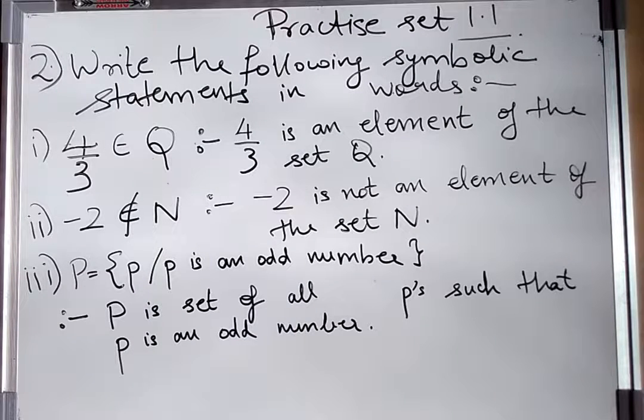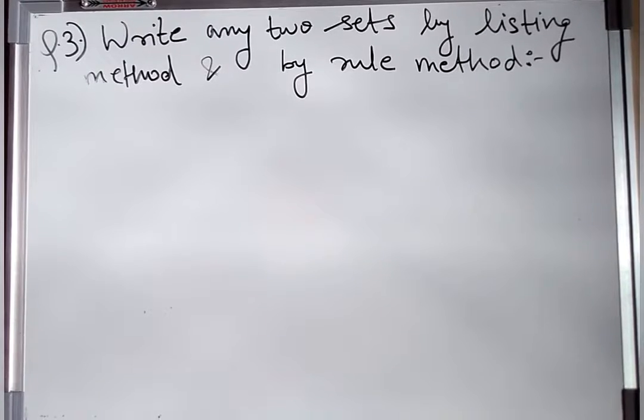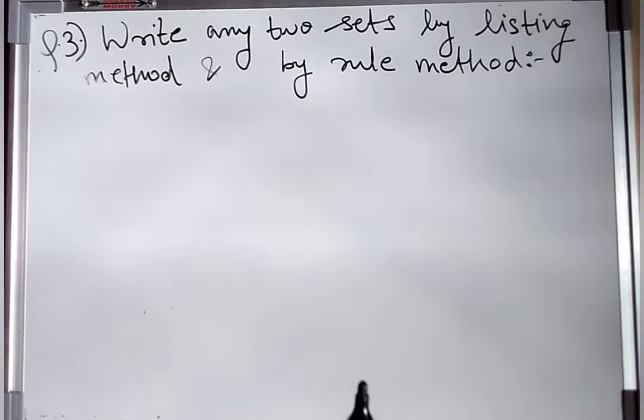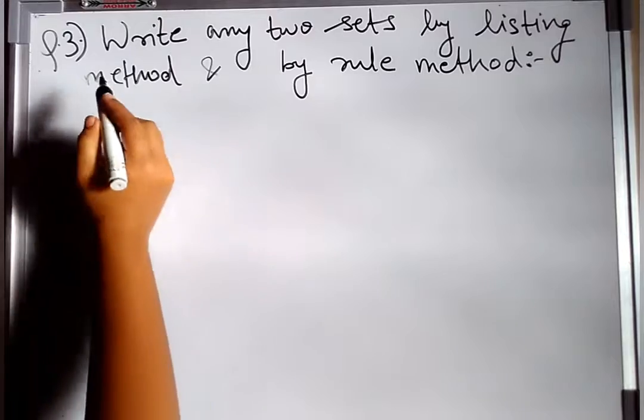Okay. So now we are done with the second question. Now we will get into the third question. Our question 3 says, write any two sets by listing method and by rule method. Actually, this is a simple question. We have discussed many examples. Any example we can use here.